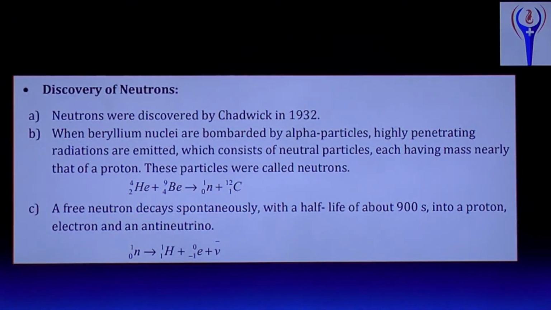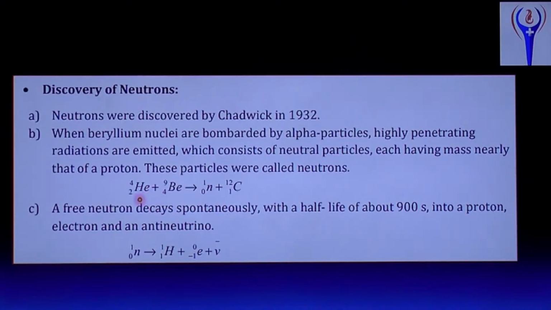Discovery of neutrons. Neutrons were discovered by Chadwick in 1932, when beryllium nuclei are bombarded by alpha particles. What is an alpha particle? Helium nuclei. When beryllium nuclei are bombarded by alpha particles, highly penetrating radiations are emitted, which consist of neutral particles, each having mass nearly that of a proton. These particles were called neutrons.